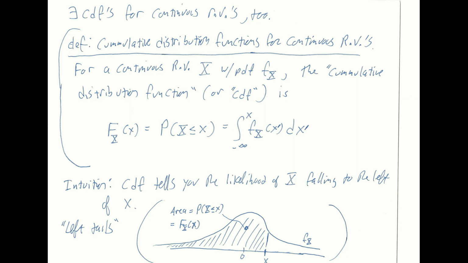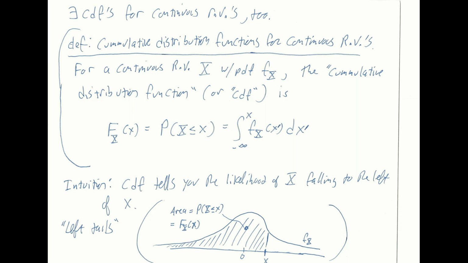So intuitively, the cumulative distribution function always tells you how likely it is that your random variable falls to the left of the input value to the CDF. If you're taking big F at little x, then you are getting back a number which tells you the probability that your random variable falls to the left of little x. It's always the area of left-hand tails associated with the density function.